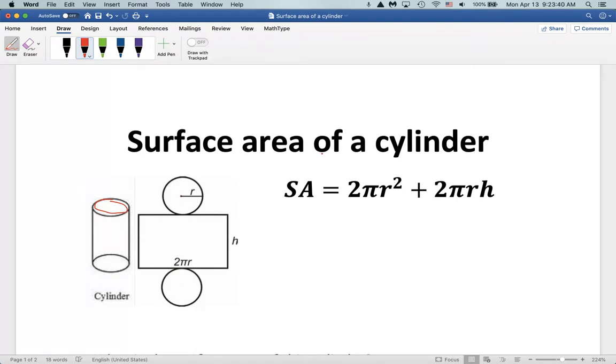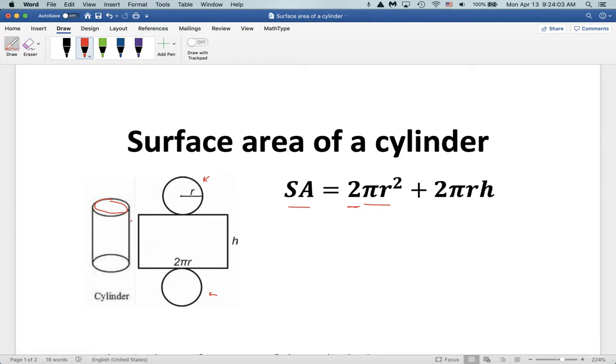So to find the surface area, all we need to do is find the area of the two circles, the top and the bottom, and the area of a circle is pi r squared. And then we add it to the area of the side, which is that rectangle that's rolled into a tube.